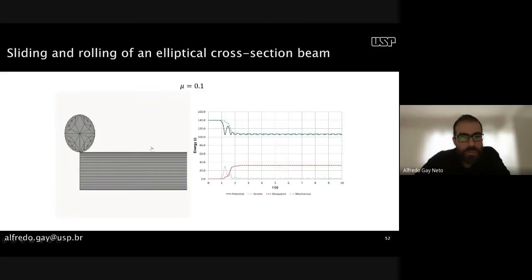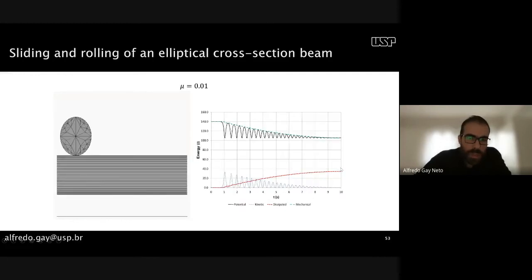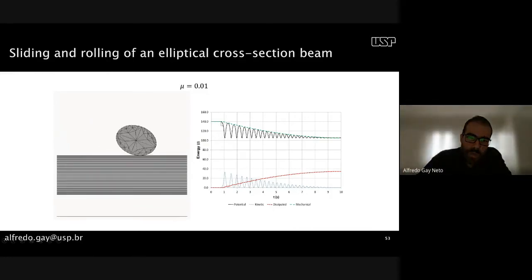So if you have a smaller friction, for example, you can have some sliding. So you have some dissipation of energy. As you see here, the mechanical energy, the green dotted line here, and the potential energy decreasing and some energy dissipated. It's quite interesting. And if you have a smaller friction coefficient, then you have much more sliding, and then dissipation taking place for longer, as you see here as well.